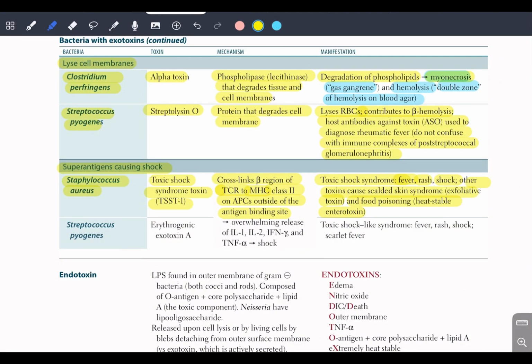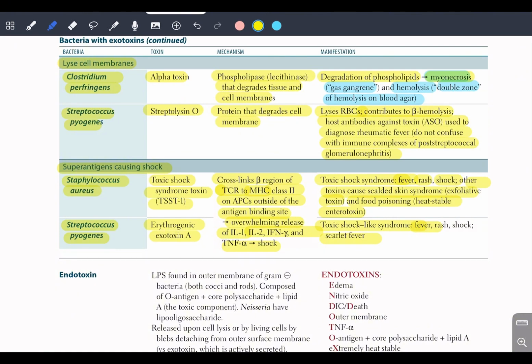Then we also have Streptococcus pyogenes, which we discussed above. It produces erythrogenic exotoxin A also, with an overwhelming release of interleukin 1, interferon gamma and TNF alpha, and that results in shock. Toxic shock syndrome again presents with fever, rash, shock, and scarlet fever. So toxic shock syndrome and scarlet fever are caused by Streptococcus pyogenes. And toxic shock syndrome is seen in females that use tampons.